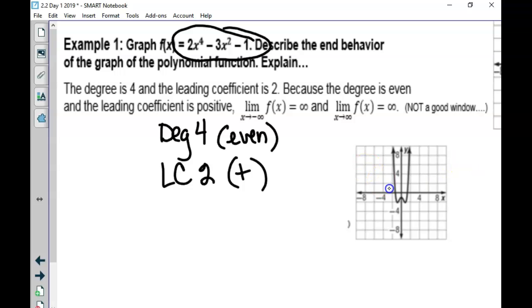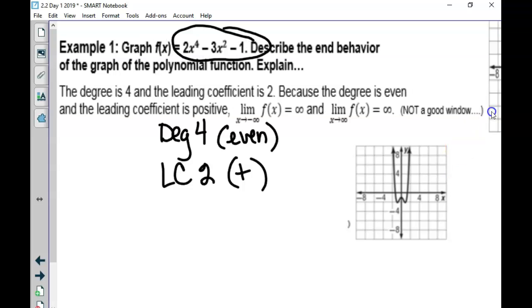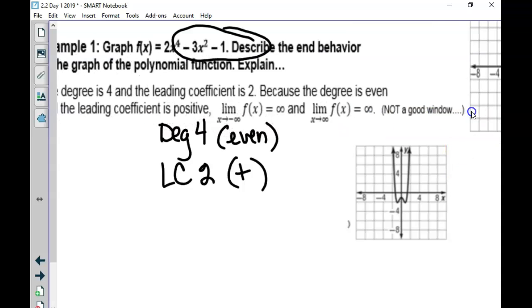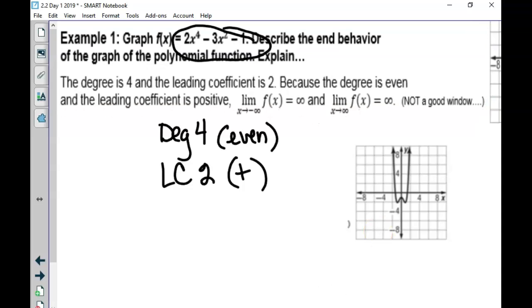It's not a very good window because it looks like it's going vertically if we stretched it out. Oh, do I have one off the side here? Oh, no, not really. Okay, moving on.